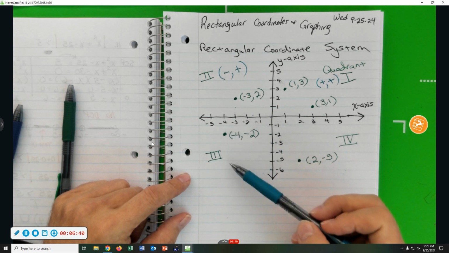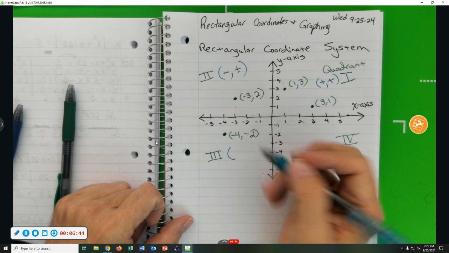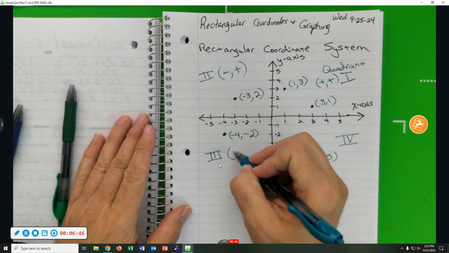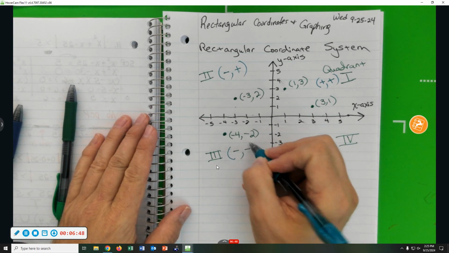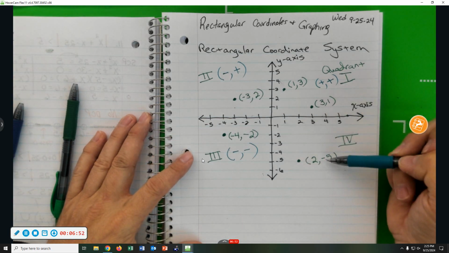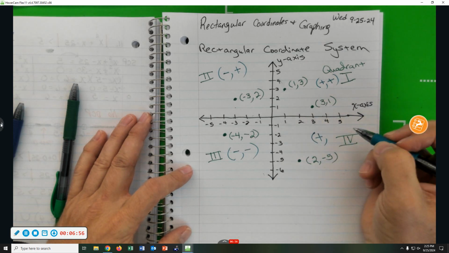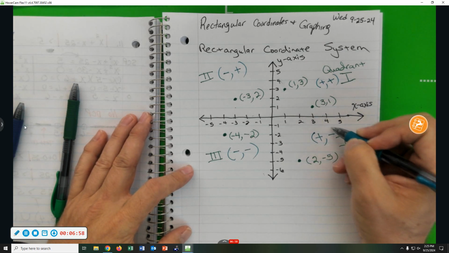What about quadrant 3? You have to go left and then down. Negative and negative. What about quadrant 4? Right and down. Positive and negative.